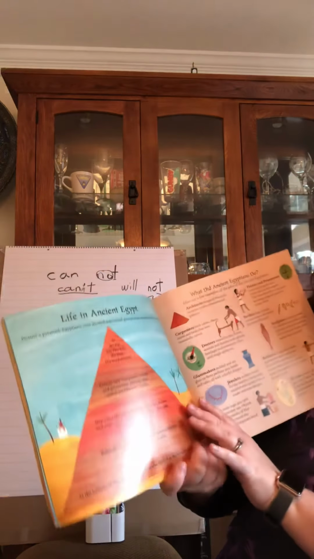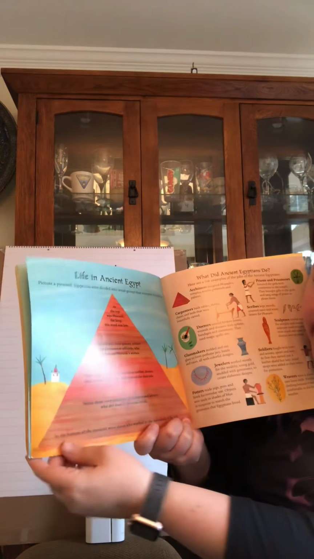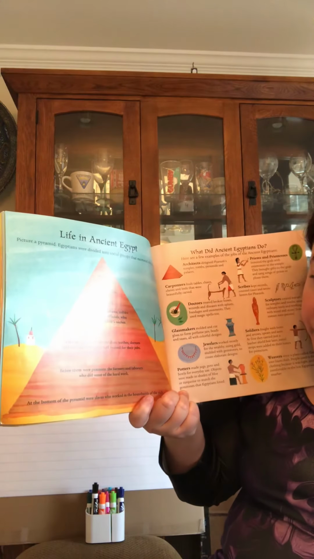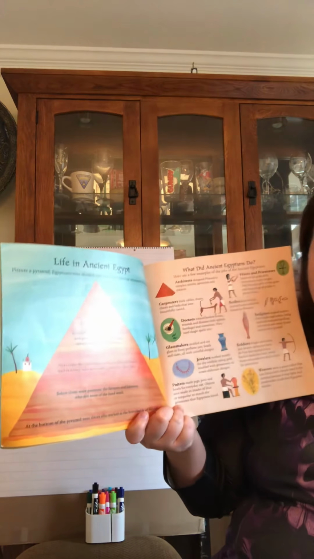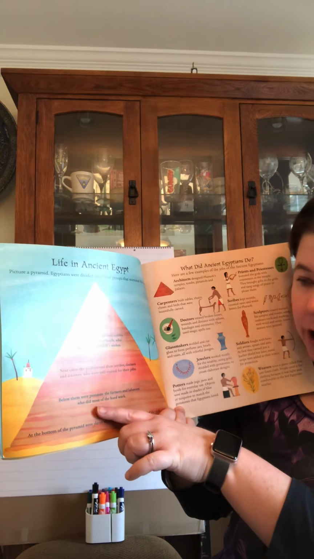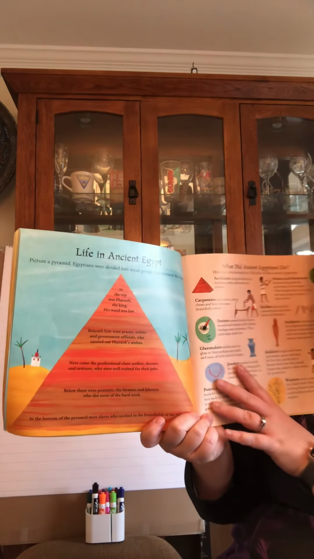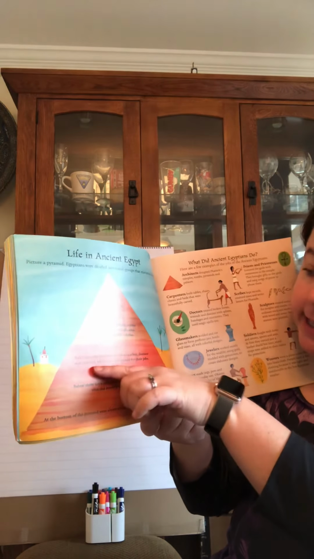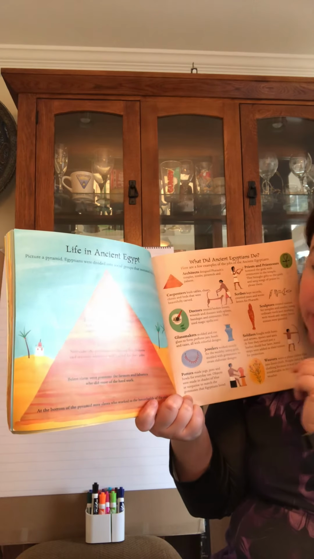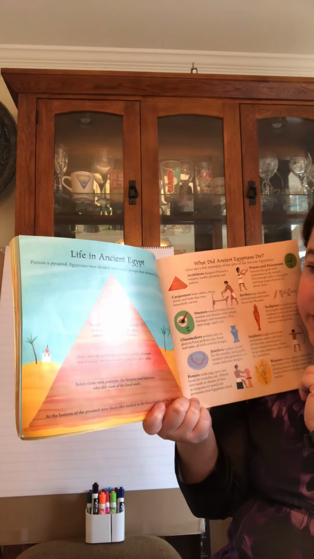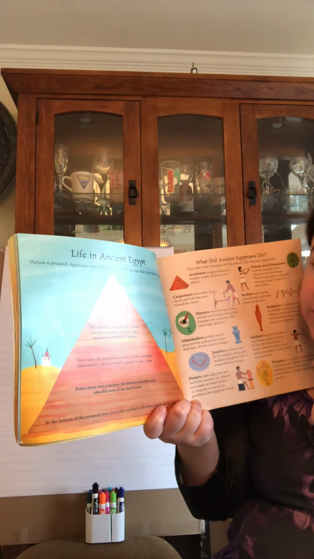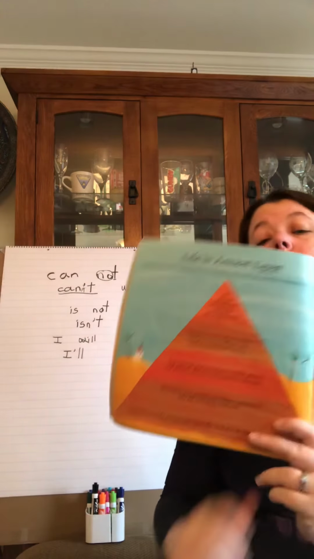So this show is about life in ancient Egypt, and it says, at the bottom of the social pyramid were slaves who worked in the households of the rich. Above them were peasants, farmers, and laborers who did all the hard work. Next came the professional class, scribes, doctors, artisans. They were trained for their jobs. Above them were the priests, the nobles, and the government officials who carried out the king's wishes.